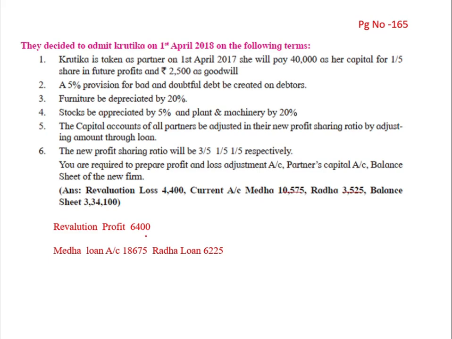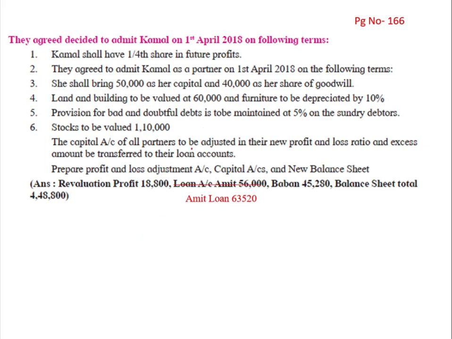This is also done. I think I have provided a PDF for this problem. Now we'll move to the next. Page number 166. Here loan Amit is given. So make a correction. Amit's loan, instead of 56,000, put here 63,520. This is the correct answer. 63,520.